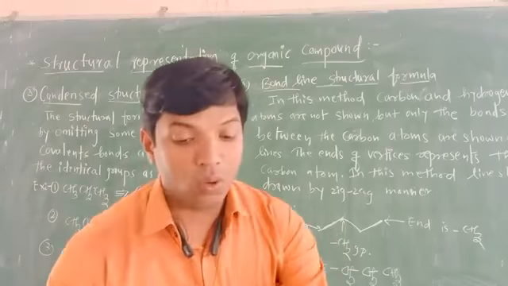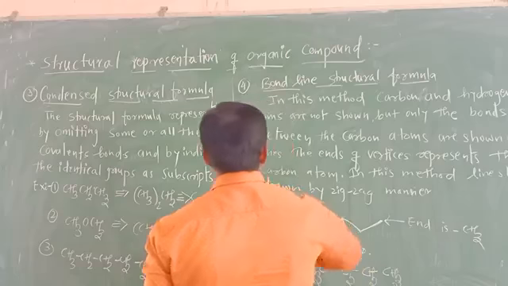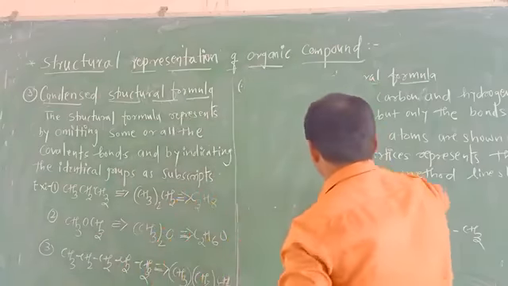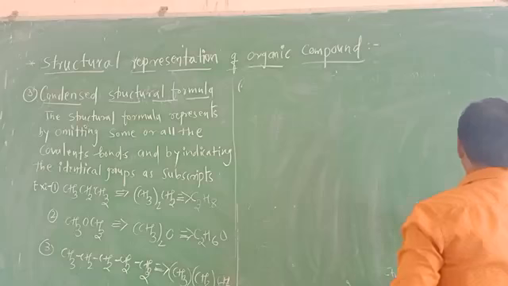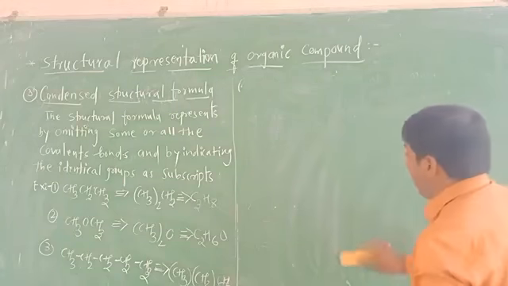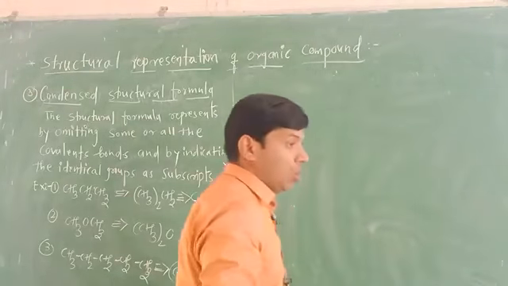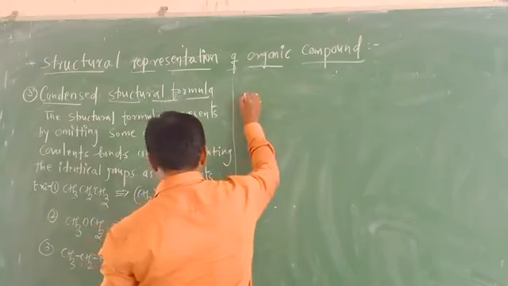So let's discuss how to represent some examples in the bond line structural formula. Right now I will write the structural formula, and by referring to the structural formula, you have to convert it into a bond line structural formula. Let's discuss the examples.